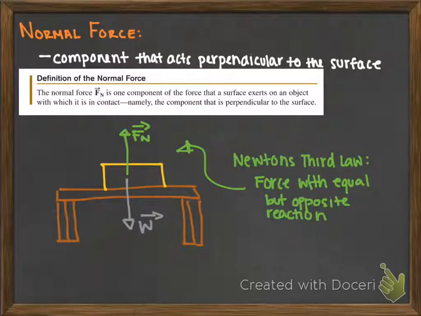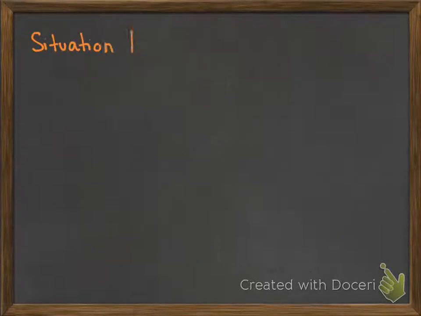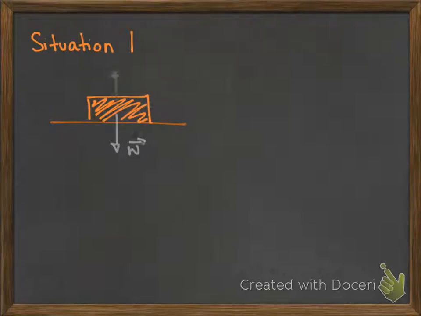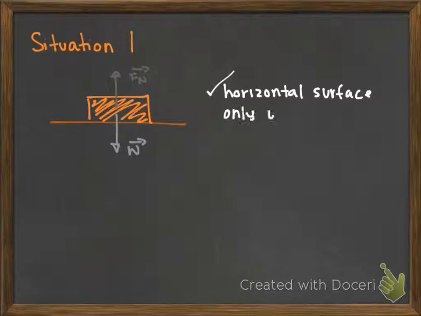Now we can have different situations that cause different, let's say, normal forces. In the first situation, I drew a box having just two forces, which are its own weight and the normal force. Because it's on a horizontal surface, the normal force is equal to the weight of the box, because it's an opposite force in a different direction.